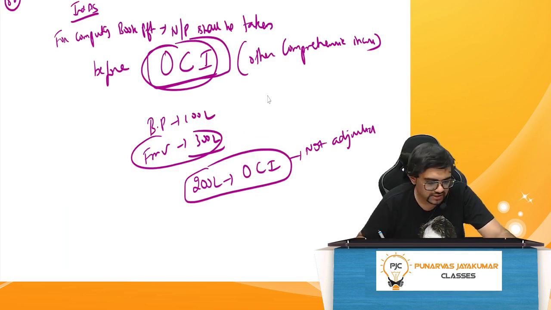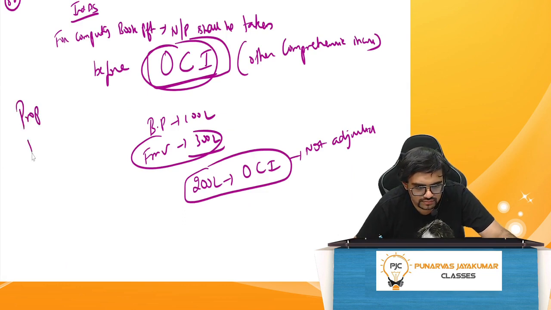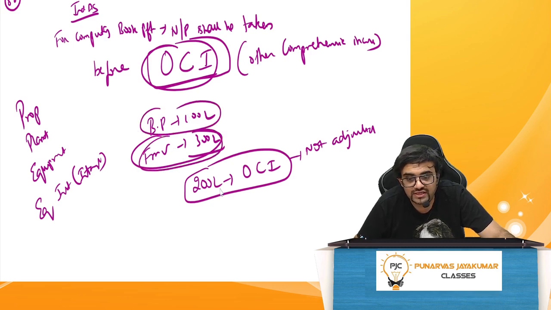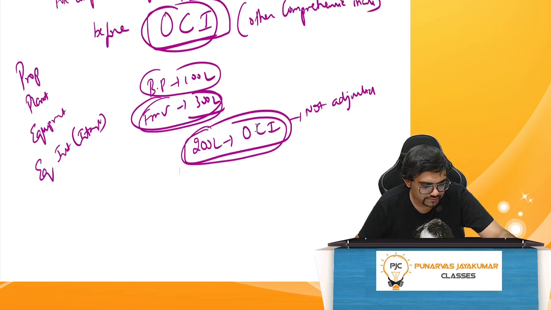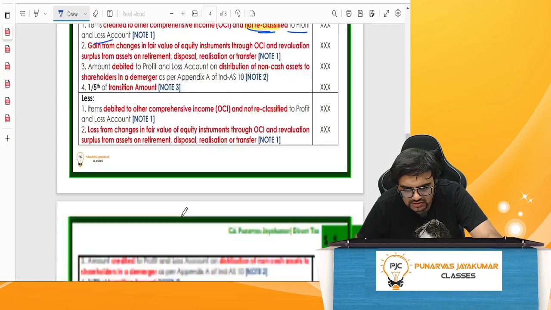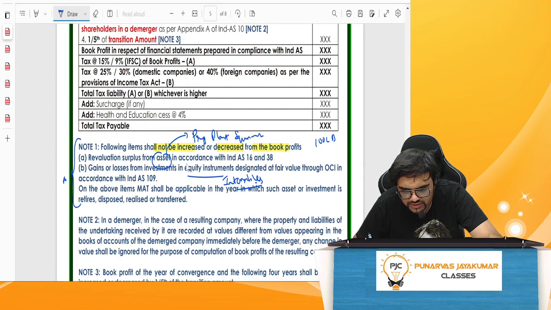If it is, as I told you, property, plant, equipment, and equity instruments, that I will consider as an intangible. In these cases, my dear friends, book profit is 100 lakh, FMV of that is 300 lakh. This 200 lakh should not be adjusted. Mind you, it clearly says here equity instruments, which means debt instruments are to be adjusted.